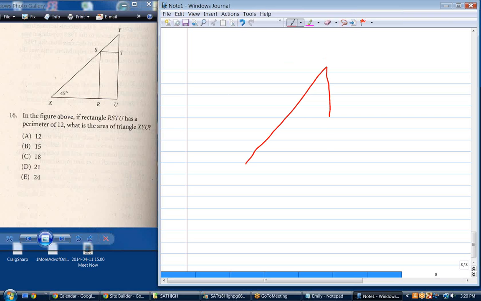This is definitely one of the harder ones, if I remember right. Yeah, it looks harder. Let's see, what are they asking for? If the rectangle has a perimeter of 12, what is the area of the big triangle XYU?